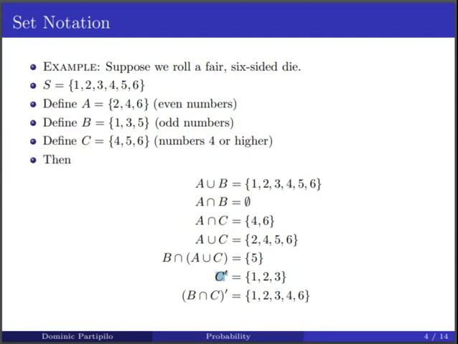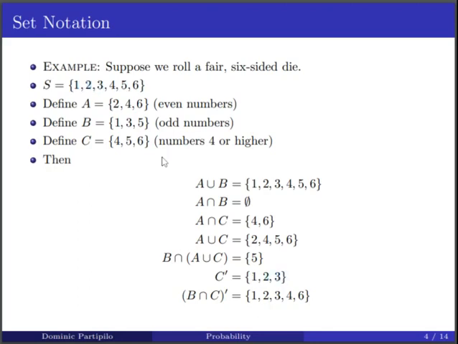So what's C complement? Well, remember the complement we defined to be the opposite of C. It's whatever is in the sample space S that is not in C. So in this case, since C is 4, 5, and 6, we want to find the numbers that are not 4, 5, and 6. If we want, we can come up here and highlight the 4, 5, and 6. This highlighted part is going to be C. So what's left? We're left with 1, 2, and 3. So the complement of C is going to be 1, 2, and 3.